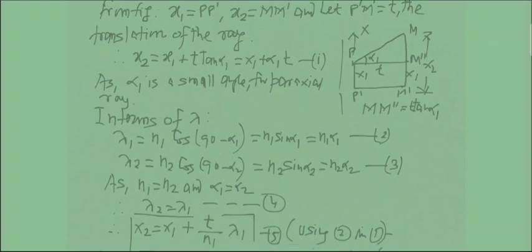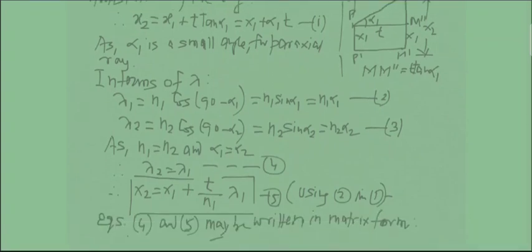So what will happen? Your n1 is equal to your n2, alpha 1 is equal to your alpha 2. Alpha 1 equal to alpha 2 arises because the medium is homogeneous, so PQ remains a straight line. Okay, so lambda 1 is equal to your lambda 2. So this is your, suppose, equation 4.